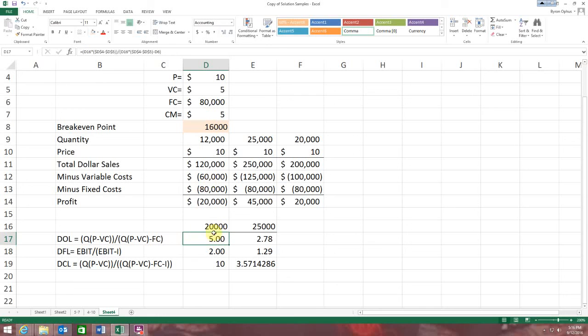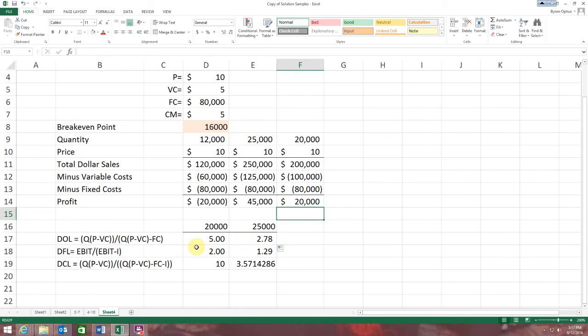Because I did my references and everything, I should be able to just drag this one over. Oh, I did something wrong. My fixed cost one I did wrong. I forgot to put the dollar signs on that. Now let's try that. There we go. Okay. And this kind of shows you that as you go up in sales, you should be making more money with a high degree of operating leverage, but then your operating leverage actually decreases. So it's kind of an oddball deal too.